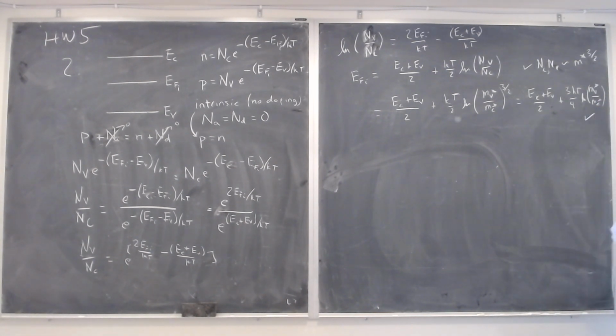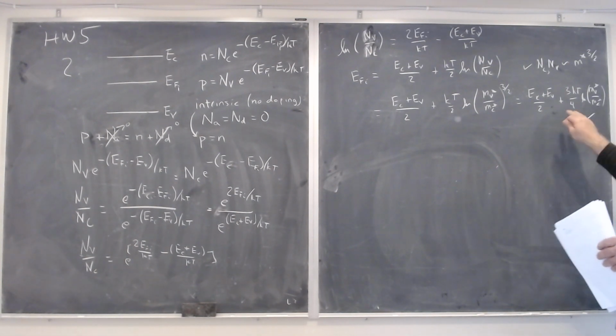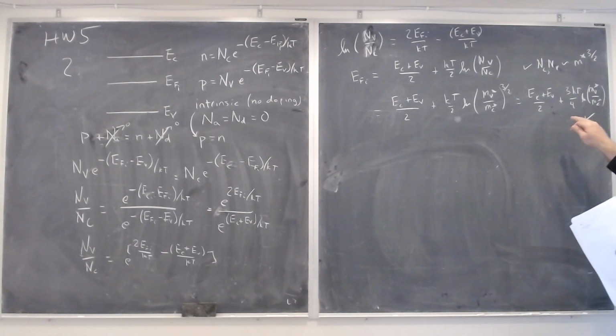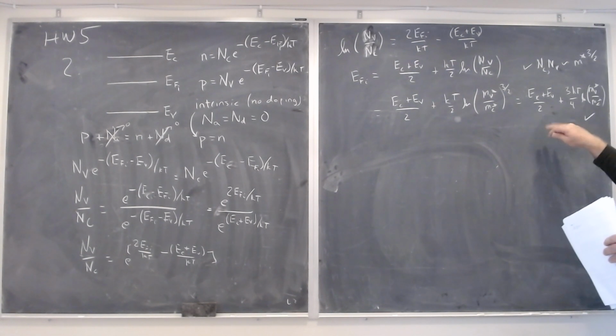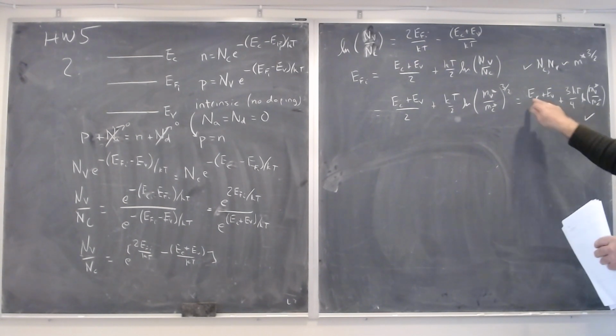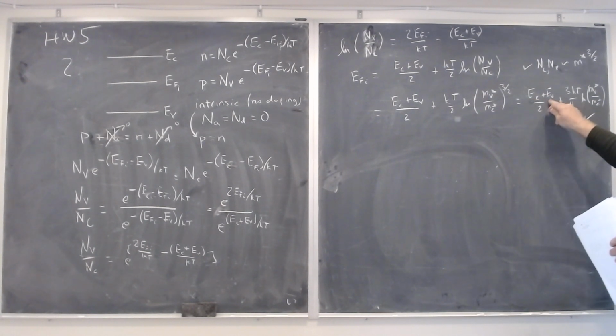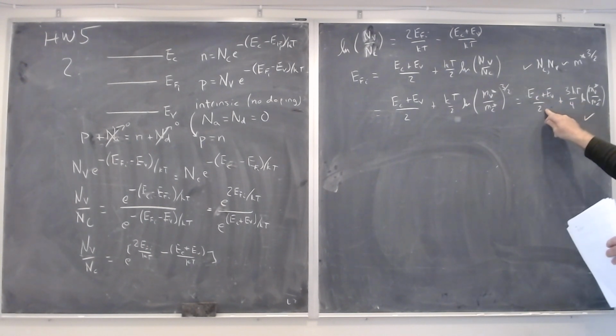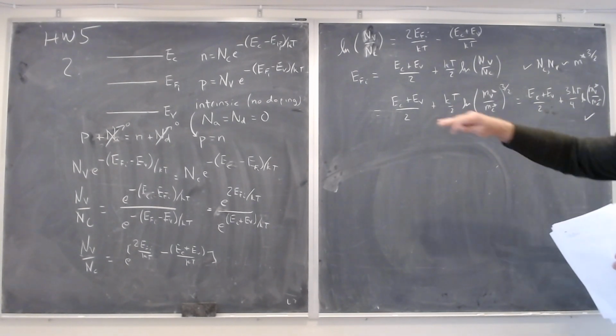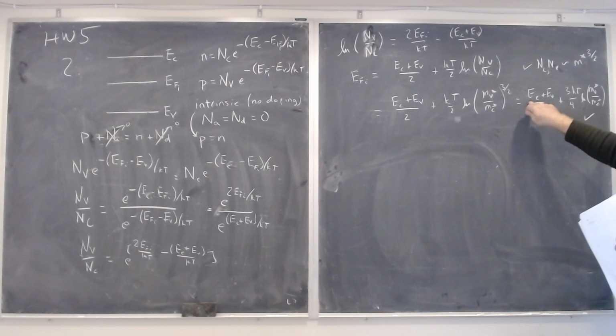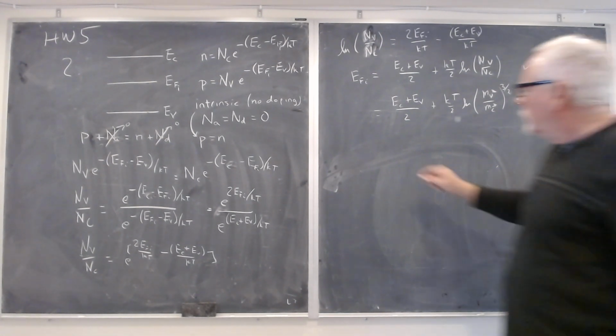And so that's the final answer. Now, what you see is that, and this sometimes is not entirely apparent, this is the conduction band energy plus the valence band energy, the sum over 2. So that's the middle of the band gap. If you have trouble seeing that, just put the zero of energy at EV and think about it. Then it's EC over 2, which is the middle of the band gap.